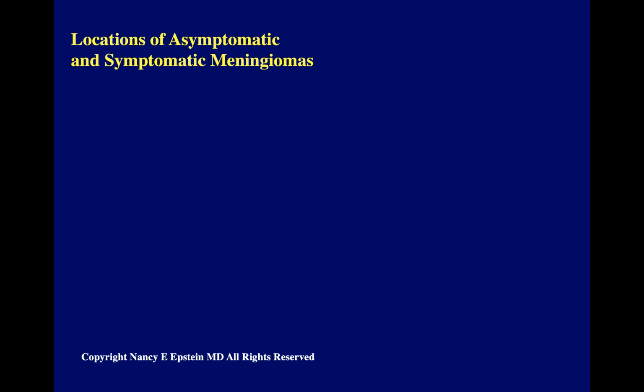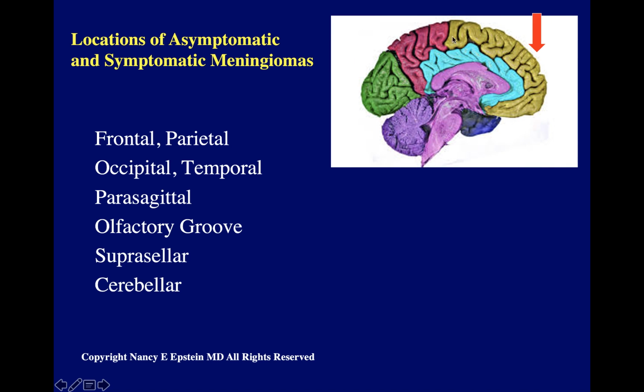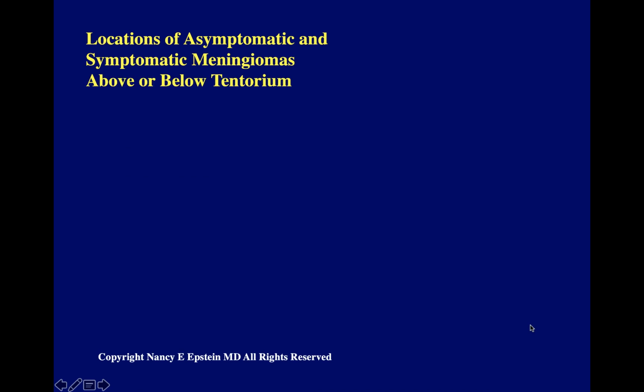The locations of asymptomatic and symptomatic meningiomas can vary: frontal, parietal, occipital, as well as temporal. And here on the sagittal figurative diagram, you can see parasagittal lesions, the olfactory groove lesions, those in the suprasellar regions, and also those in the cerebellar or posterior fossa areas.